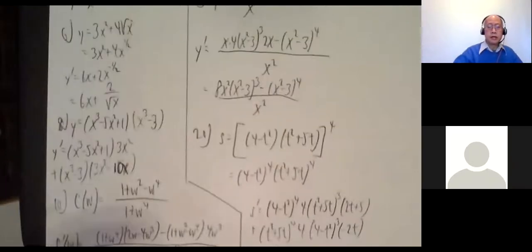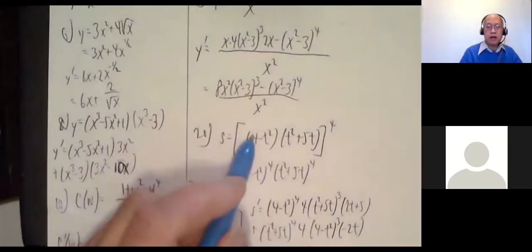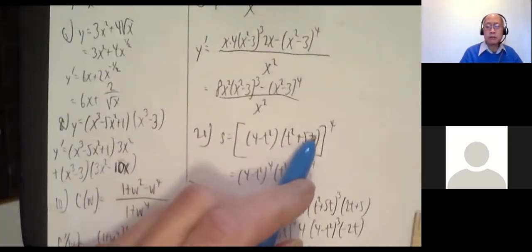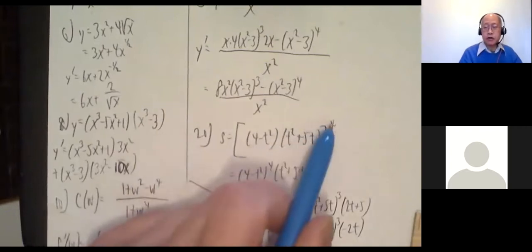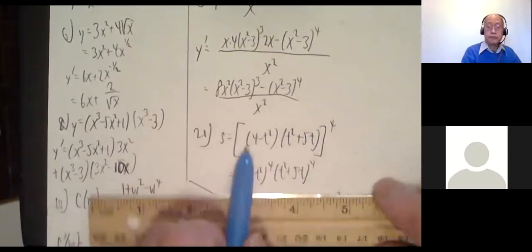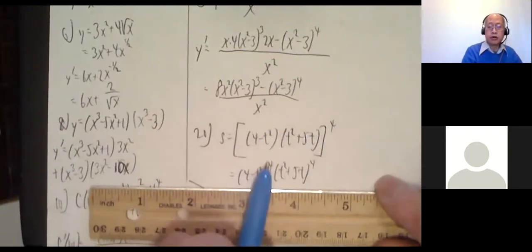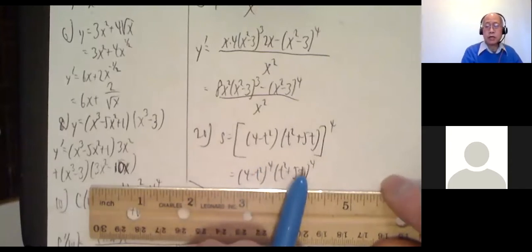Okay, 20. You have blah, blah, blah to the 4th power. You could take it as is. I think it's easier if you distribute the 4, put the 4 there and the 4 there. (4 minus t squared) to the 4th power, (t squared plus 5t) to the 4th power.